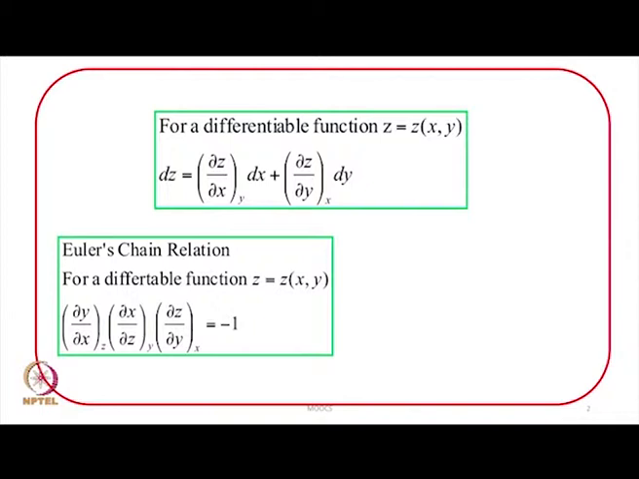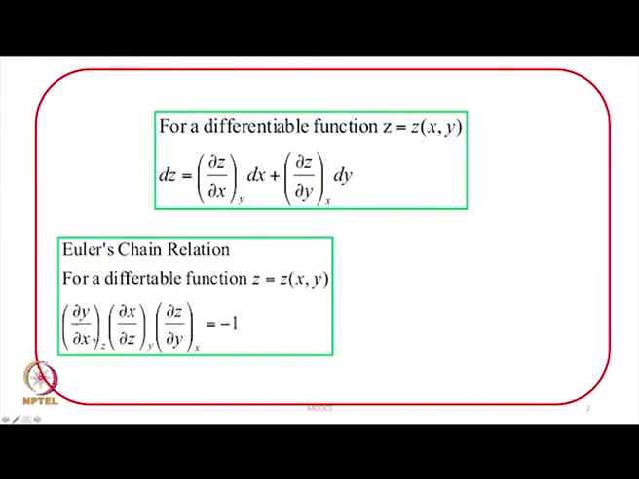Another relation that we will be using now in solving the further questions is the Euler chain relation. This is sometimes also called the chain relation, or sometimes the cyclic rule. That is, for any differentiable function z, which is a function of x and y, ∂y/∂x at constant z into ∂x/∂z at constant y into ∂z/∂y at constant x is equal to -1. This is a cyclic rule because you are just making a cycle between y, x and z.